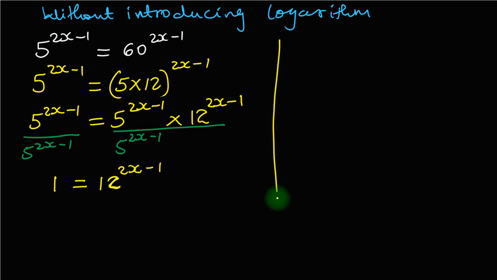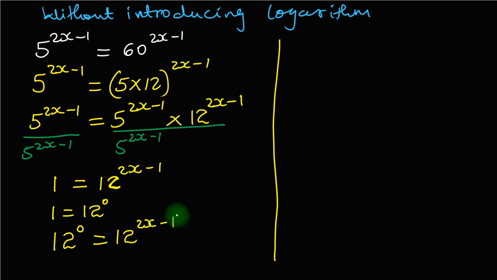Something else that I want you to note is that any number raised to 0 is always 1. Therefore, it means that 1 is the same as 12 raised to 0. So on the left hand side, instead of using 1, now we can use 12 raised to 0. And that is 12 raised to 0 is equal to 12 raised to 2x minus 1. Since the bases are the same, we are going to equate the powers. That is 0 is equal to 2x minus 1.